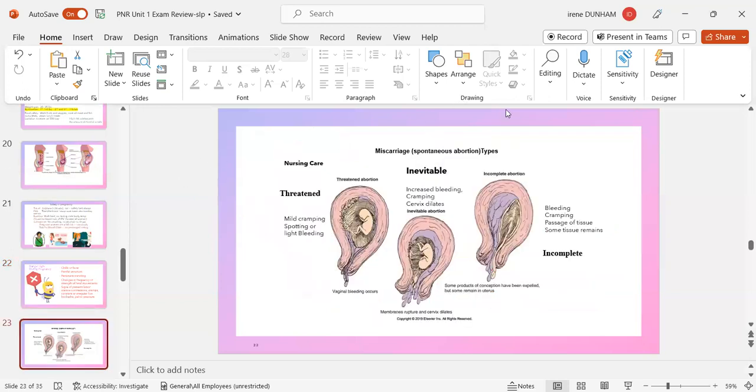We have miscarriages, or we call them spontaneous abortions. And here are your different types. Now, you know about the threatened abortion because it has mild cramping, spotting, or light bleeding. Now that was on your quiz, right? Yes, it was. Okay, so you want to take note of that. And so again, threatened is mild cramping, spotting, or light bleeding.